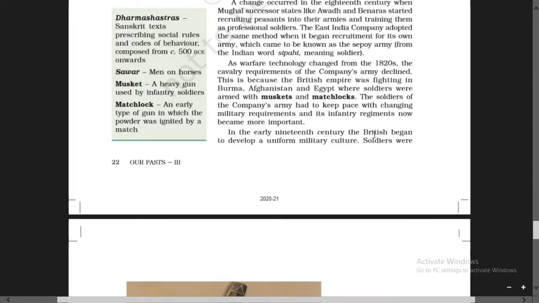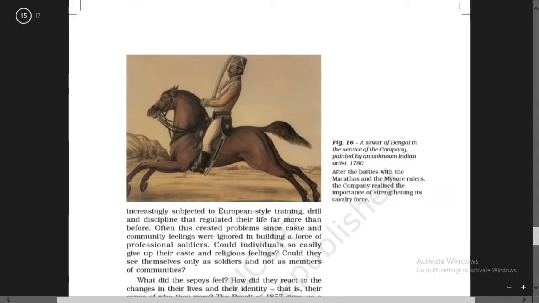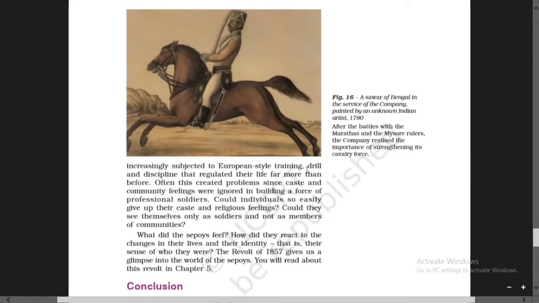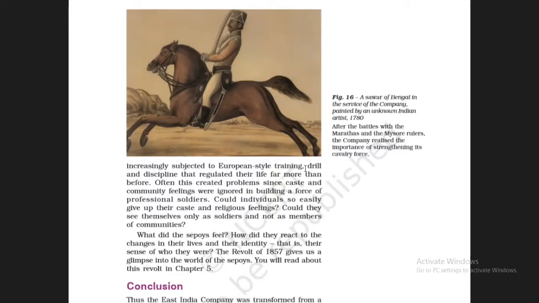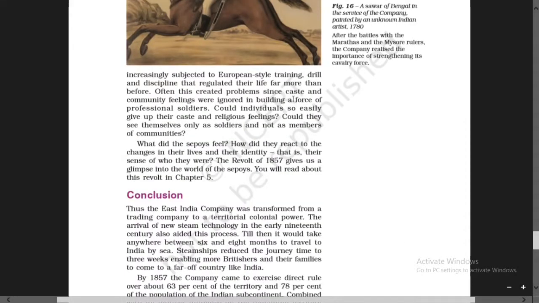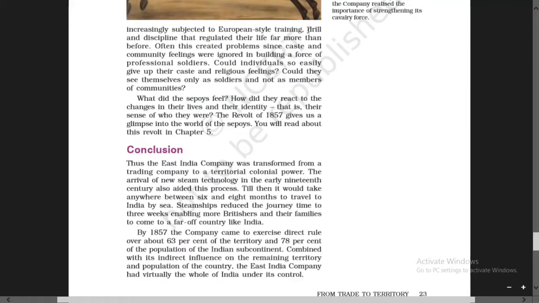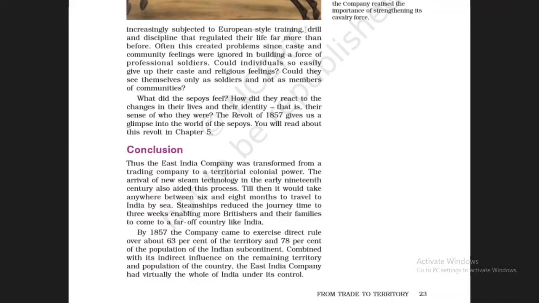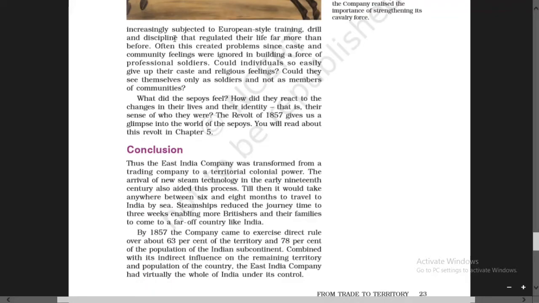In the early 19th century, the British began to develop a uniform military culture. Soldiers were increasingly subjected to European style training, meaning they underwent the model of European style training, drill and discipline that regulated their life far more than before.